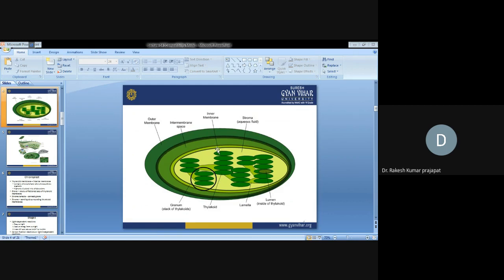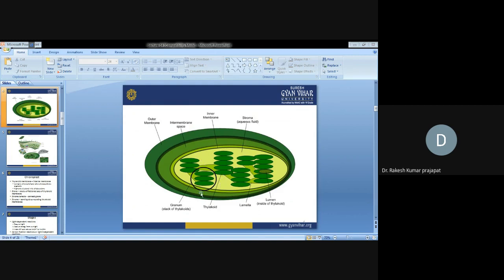This is the inner membrane and this is the outer membrane. And this one is the intermembrane space. The space present between the outer membrane and inner membrane is known as the intermembrane space. This is the stroma. The stroma is the matrix, a liquid fluid present in the space enclosed by the inner membrane.